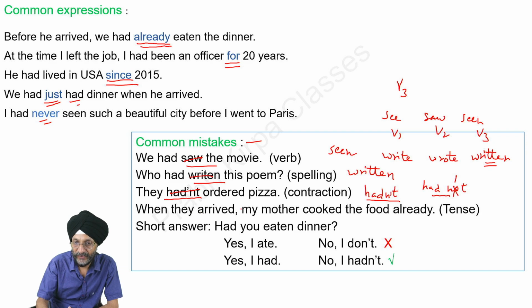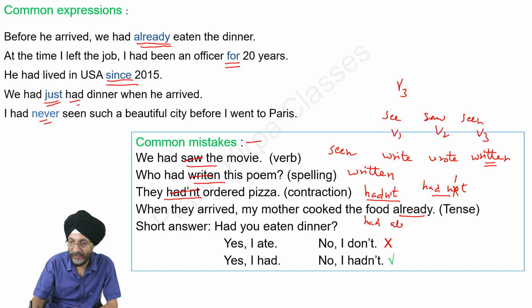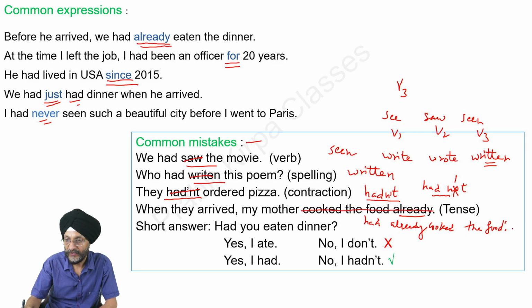When they arrived, my mother cooked the food already. So in this case, the food had been already cooked. So when they arrived, my mother had already. Already is taken earlier. Had already cooked the food. So this is wrong. My mother had cooked the food already. My mother had already cooked the food.